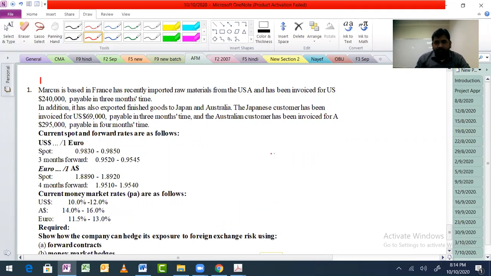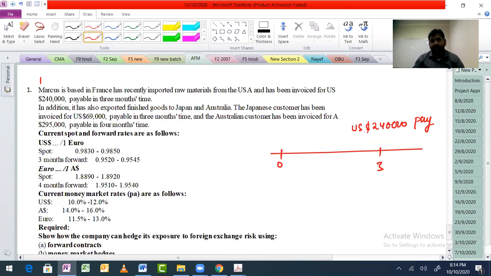So first let's fix things. This is time zero. In 3 months time, you have a US dollar payable of 240. And with the Japanese customer invoiced, this is payable in 3 months time. You have exported, which means this guy will pay back. So as a company, you are going to receive $69,000.